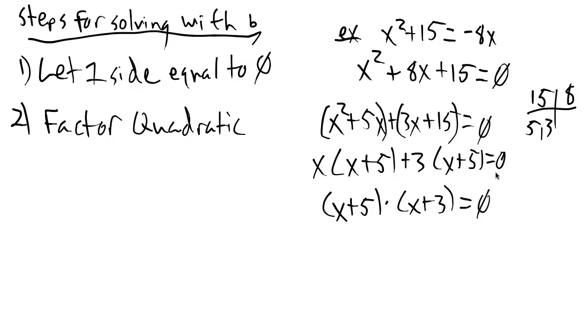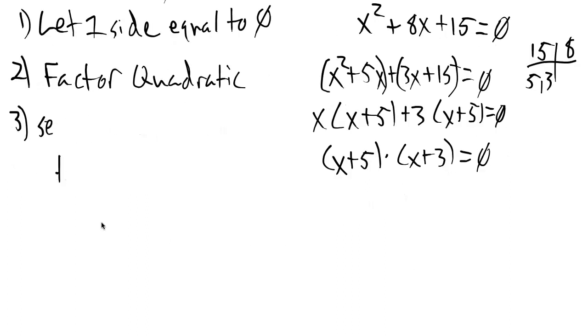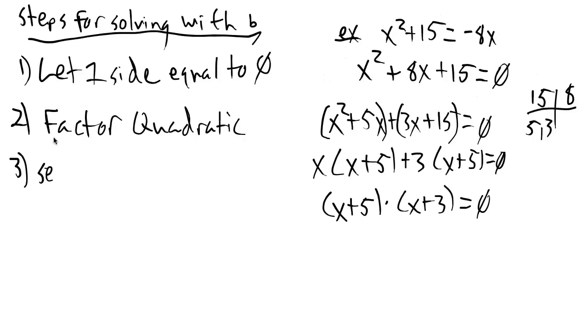And now we see this is the same as those previous examples, right? We had two things multiplied together that equal 0. So step 3 is going to be set each term equal to 0.